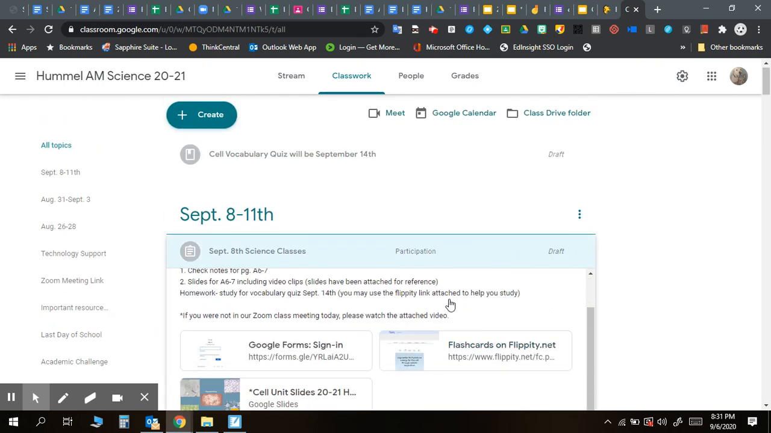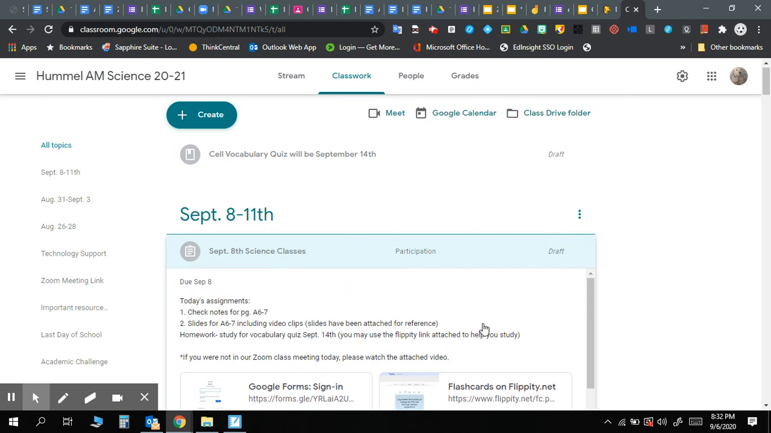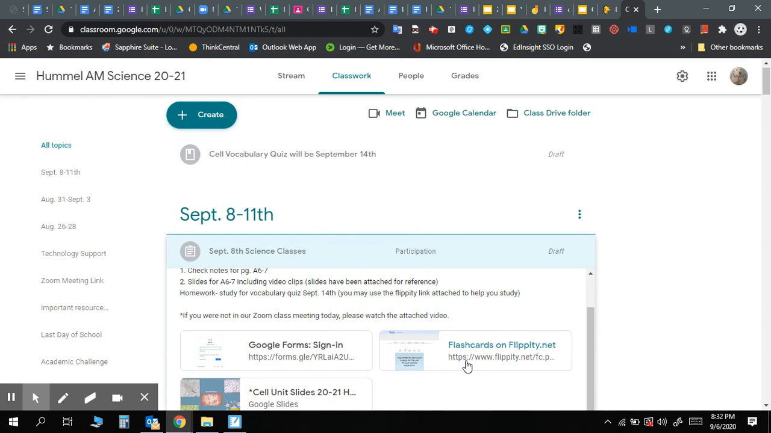Make sure that you fill out the exit ticket for today. So if you look at your assignment, it'll say Google Forms sign in. That's your exit ticket for today. You have a quiz, a vocabulary quiz on September 14th. You may use the flashcards on Flippity to study, as well as your vocabulary definitions that you did in class.